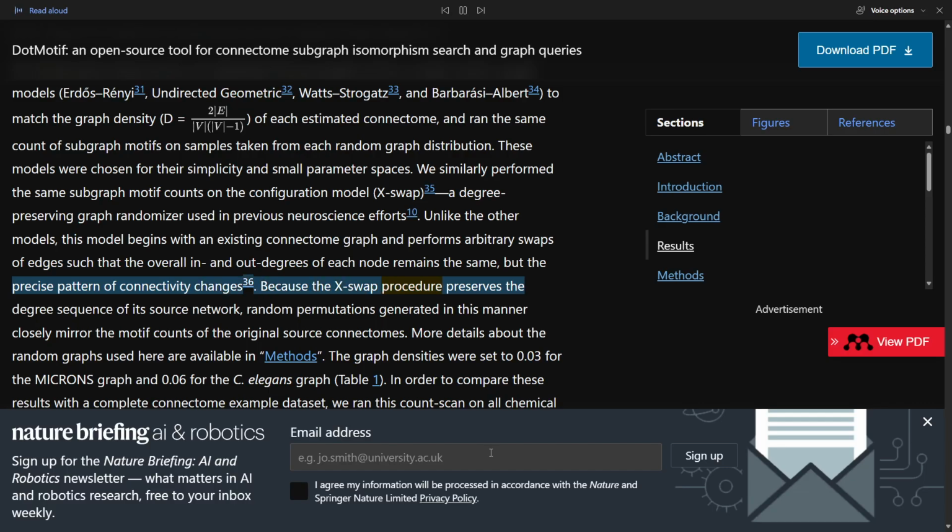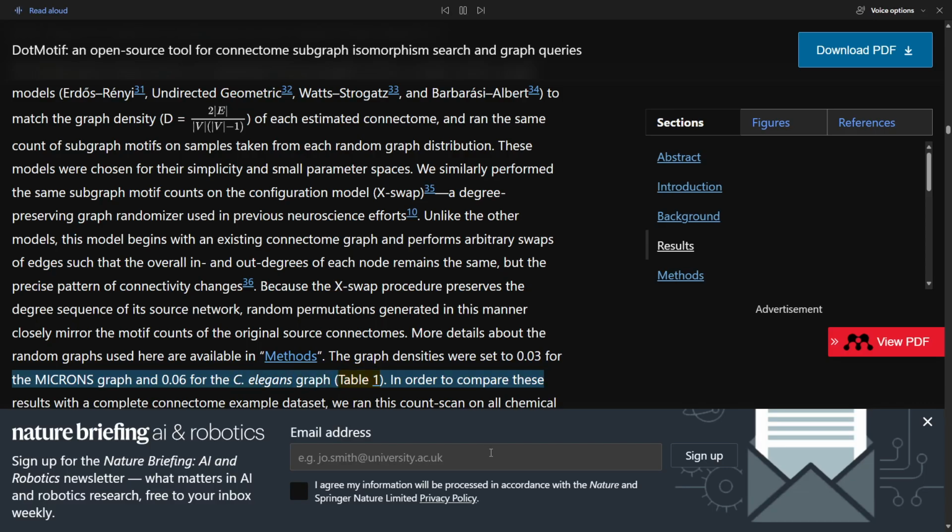Because the X-swap procedure preserves the degree sequence of its source network, random permutations generated in this manner closely mirror the motif counts of the original source connectomes. More details about the random graphs used here are available in Methods. The graph densities were set to 0.03 for the MICrONS graph and 0.06 for the C. elegans graph.